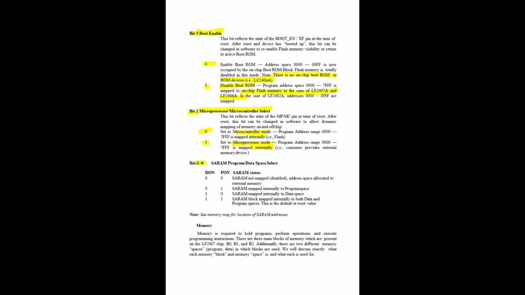And bits 1 and 0 are for the single access RAM. It can be used for program or data space. So whether you are going to use your single access RAM as internal memory or external memory, you can select with this. For external memory, data and program are both not going to be used for internal memory. That means it is used for external memory. So your single access RAM can be used for external memory.